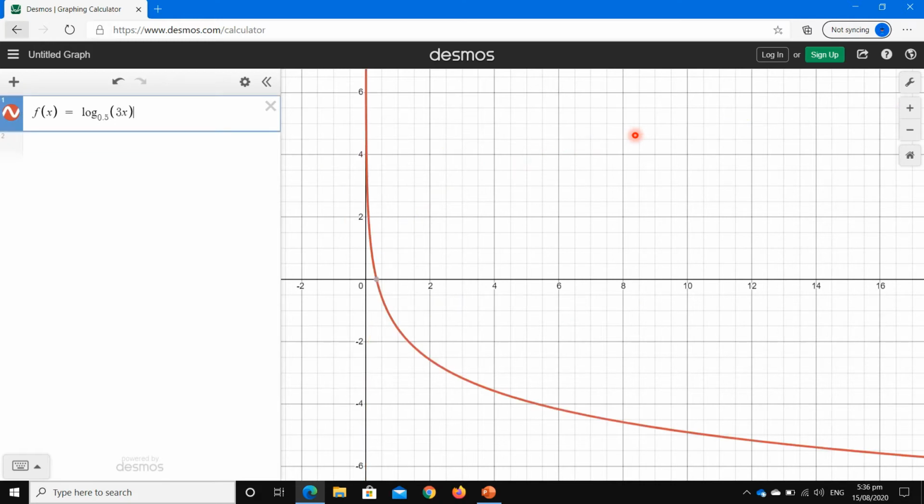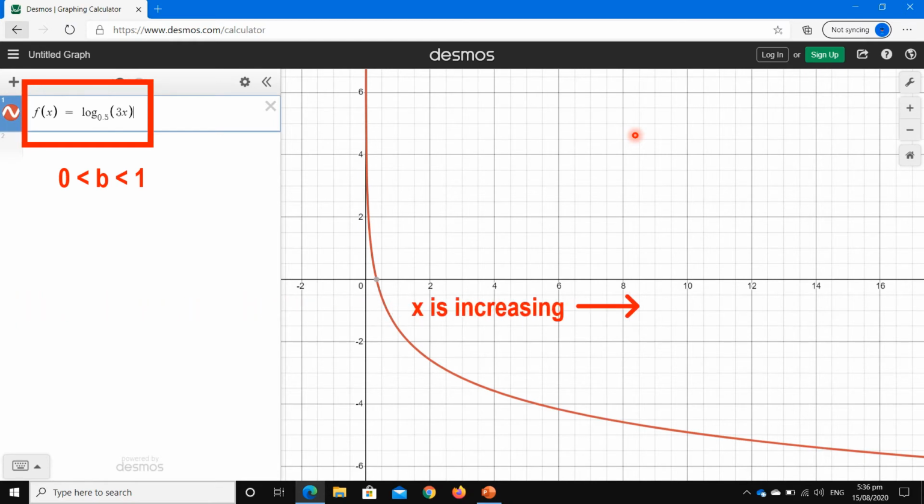Now let's look at what if our value of b is between 0 and positive 1. In this example, we have f of x equals log of 3x to the base 0.5, and that is b is between 0 and positive 1. We can see that as x is increasing, the direction of our y value, or the graph, is decreasing. So that is the main difference between the values of b.